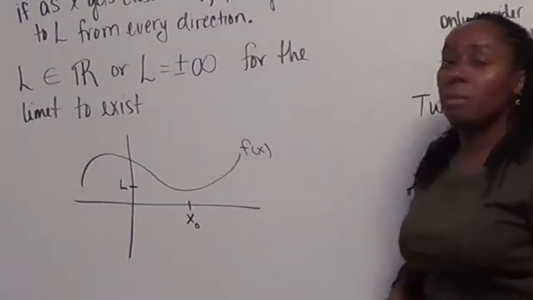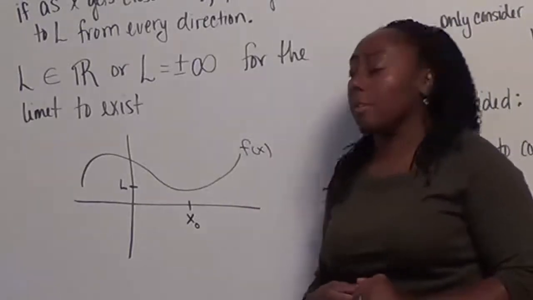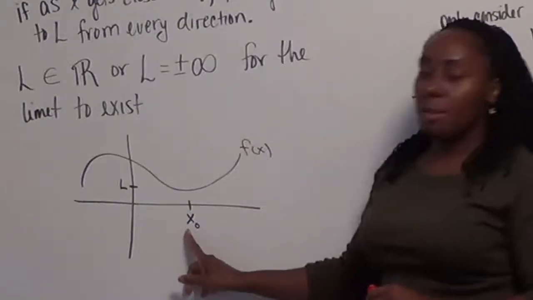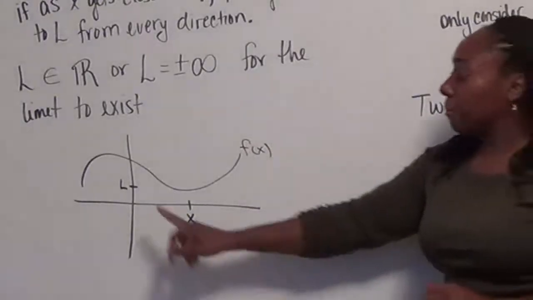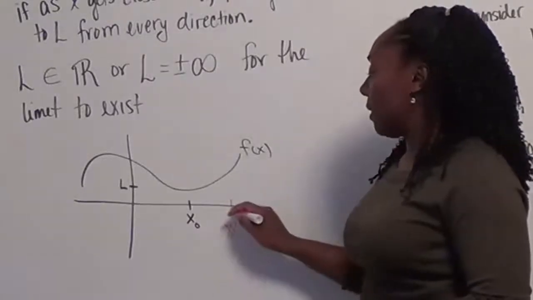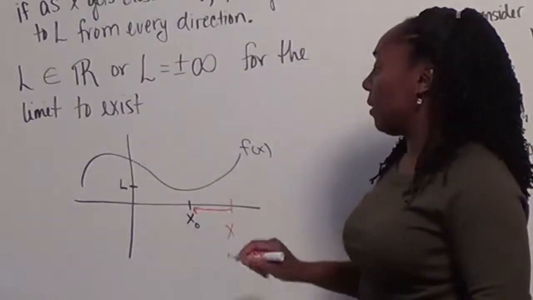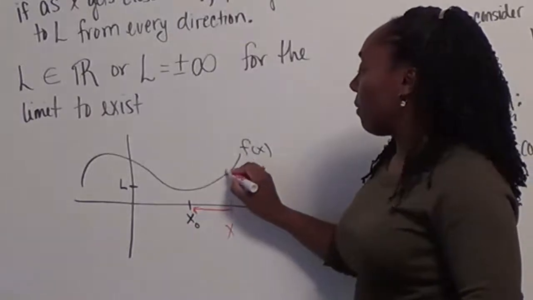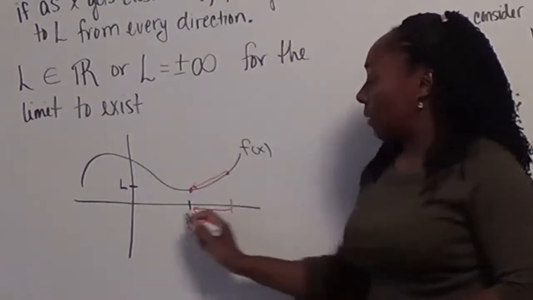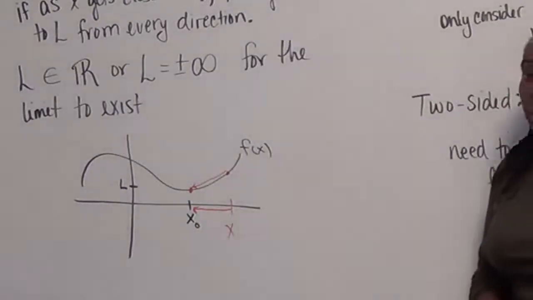Kind of a pictorial representation of this definition is the following. If I am given a function f of x and some point x naught on the graph, then if I pick any point x, as it gets closer to x naught, then I want to see what the function value does as the x values approach that value.